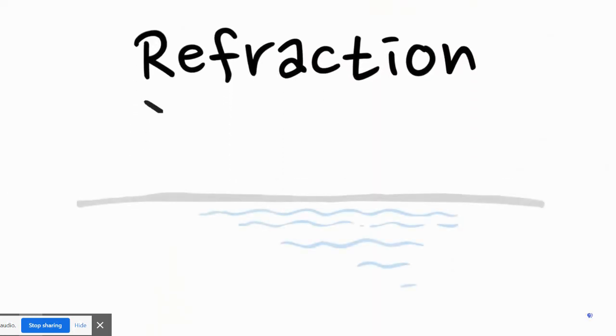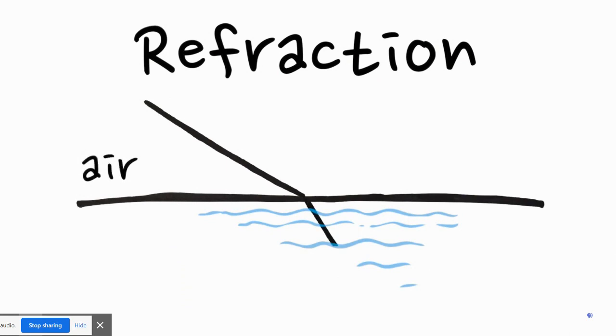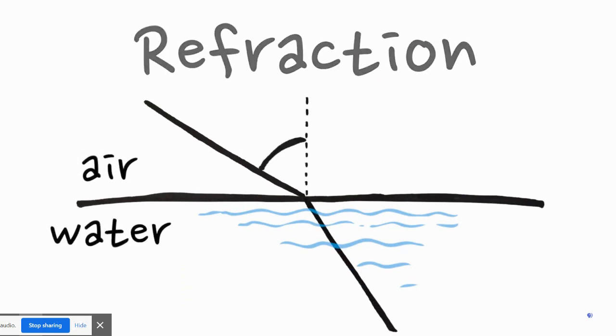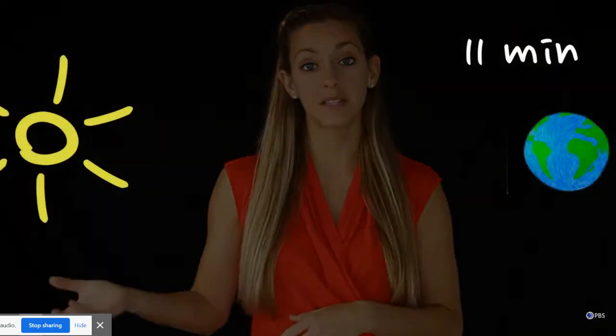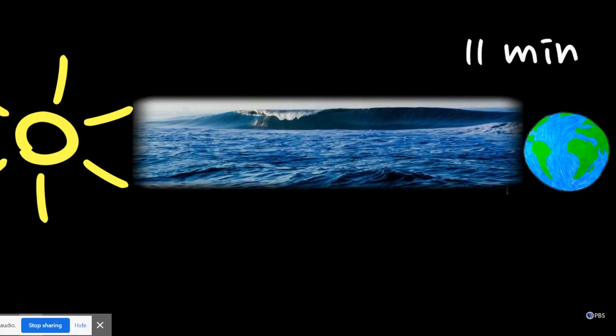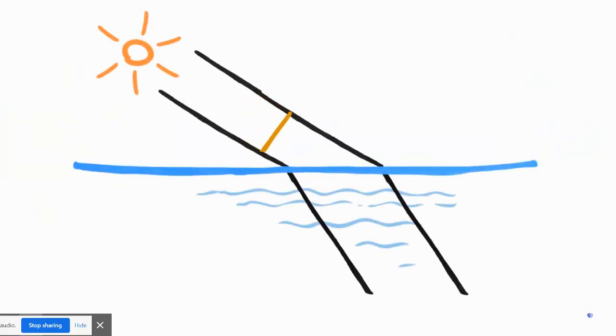This story starts with refraction, the bending of light as it moves from one medium, like air, to another medium, like water, at an angle. Light actually slows down in water. Visible light would take 11 minutes instead of the usual 8 to get from the sun to the earth if there were a giant ocean in between. So as light slows down when it enters water, the beam is forced to turn.